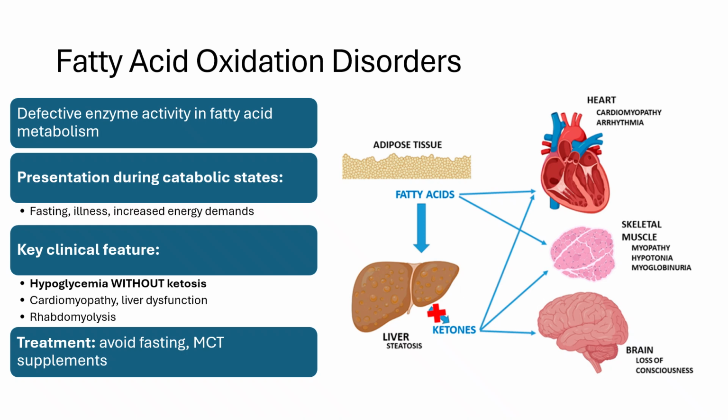Liver dysfunction manifests as elevated transaminases and hyperammonemia from secondary effects. Rhabdomyolysis releases creatine kinase as muscle cells die from energy depletion. The combination of hypoglycemia, cardiac dysfunction, and muscle breakdown in a previously well infant strongly suggests fatty acid oxidation defects.